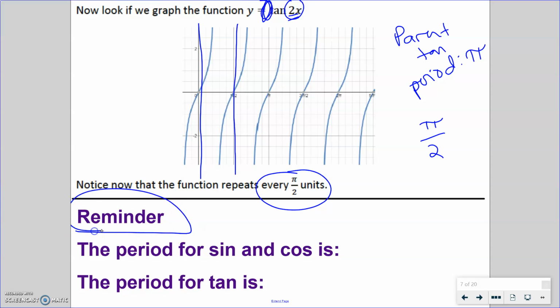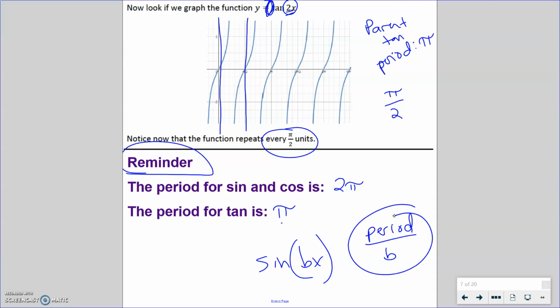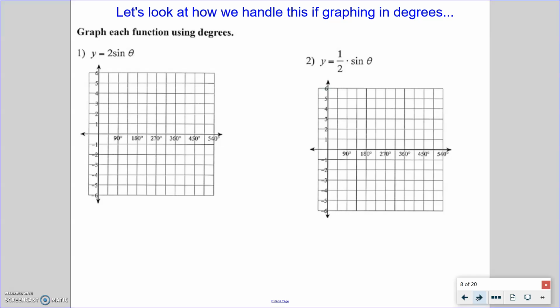So just a reminder, the original period for sine and cosine for the original parent function is 2 pi, and for tangent, it's just pi. So when you have that b value in the front, in the argument, you're just doing the period divided by that b value to get the new period. Okay, so let's look at a couple examples.